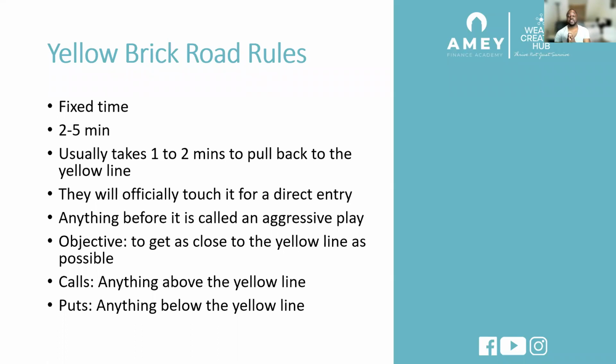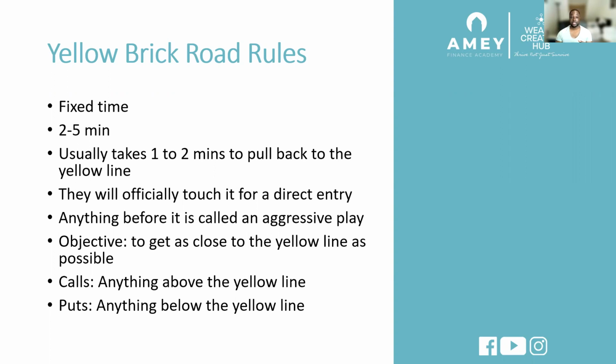Now, they will be official yellow brick road trades once they touch the line. Anything before that is called an aggressive play. You want it to touch the line, okay? It's a yellow brick road. You want it touching the line, you go in there. The objective is to get as close to the yellow line as possible. Anything above the yellow is cool, obviously, and then if it is below the yellow, okay? So the key thing is to get as close as possible.